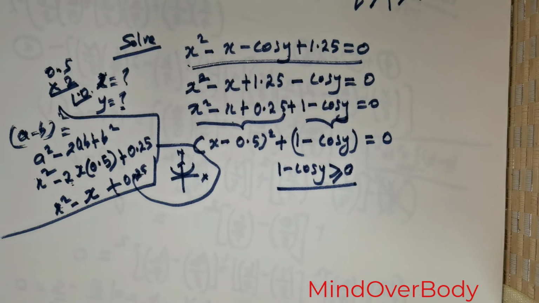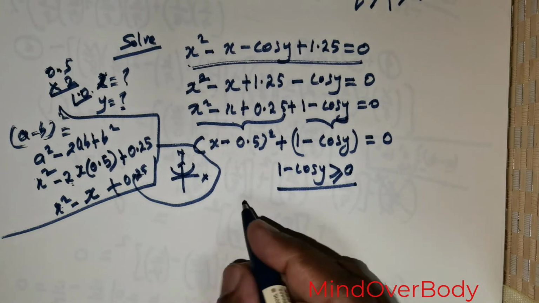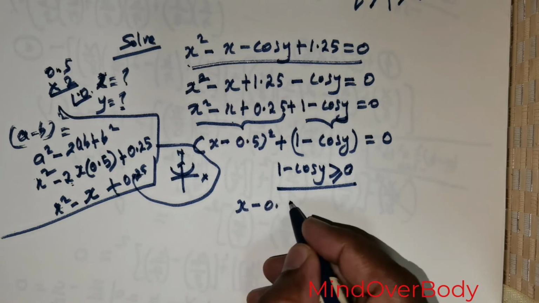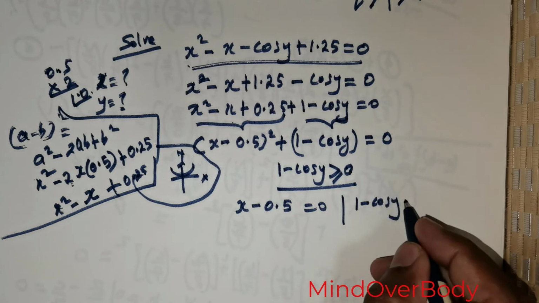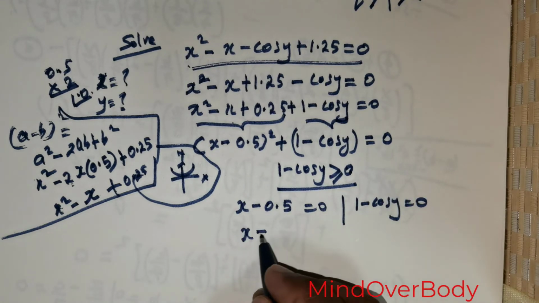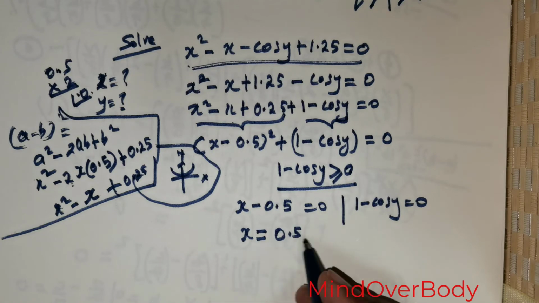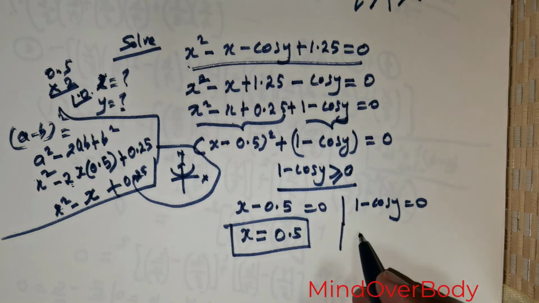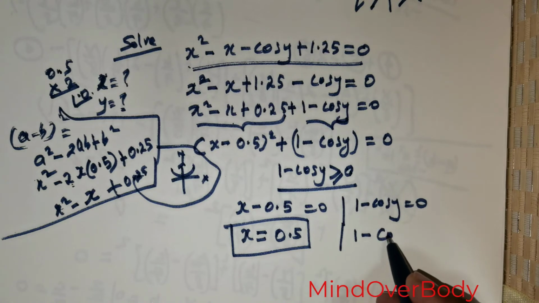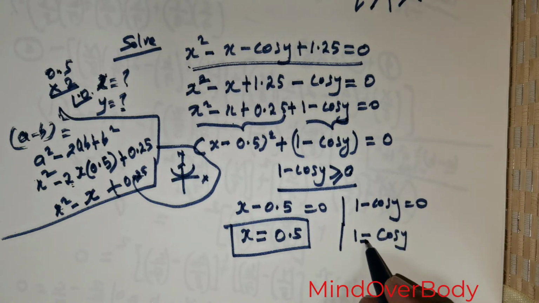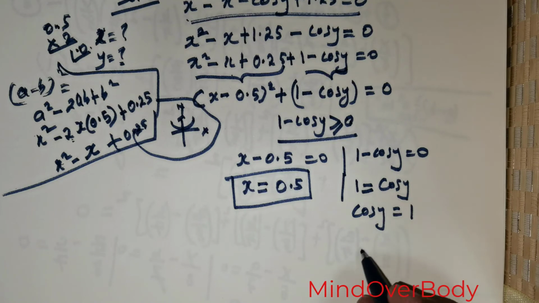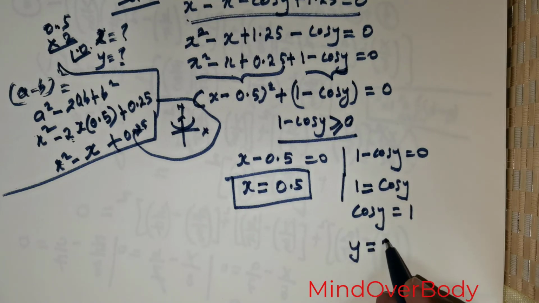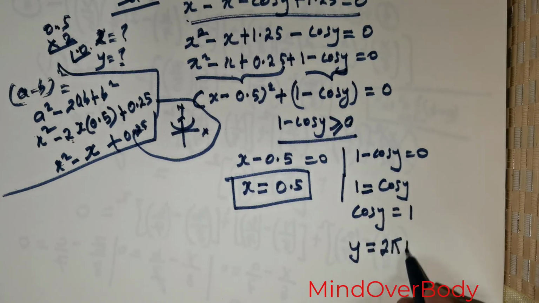Now when would this be possible? This will only be possible if x negative 0.5 is equal to 0 and 1 negative cos y is equal to 0. So from here you get x is equal to 0.5, this is one value, and from here you get 1 is equal to cos y. In fact I can rewrite this as cos y is equal to 1. Now when will cos y be equal to 1? This is only possible for all values of y of the form 2 pi n.